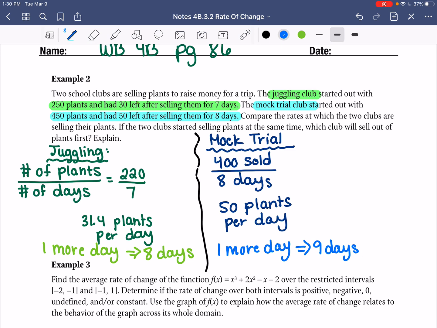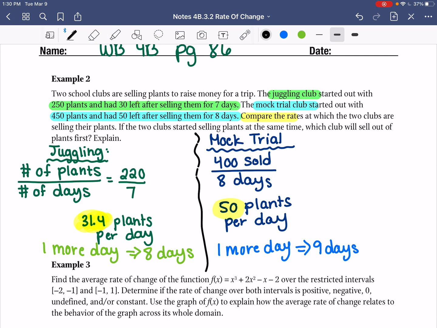So the question says compare the rates of change. So when we compare them, usually we're looking at what's bigger, what's smaller, are they both positive, negative, or whatnot. So the juggling sells 31.4 per day. Mock trial says 50 per day. So who sells more per day? Mock trial. Mock trial sells more per day.